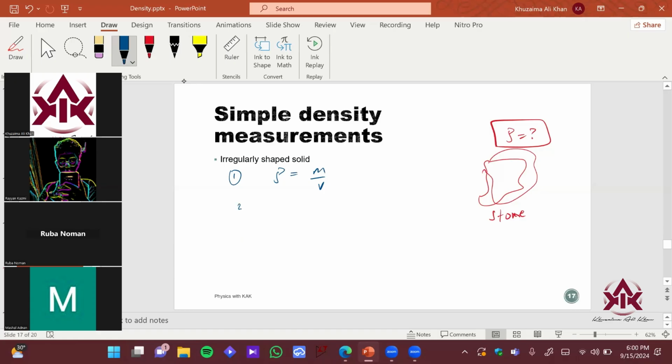So to find density, I need to find mass and volume experimentally, right? Okay. So how can I find the mass of this object, Ruba?